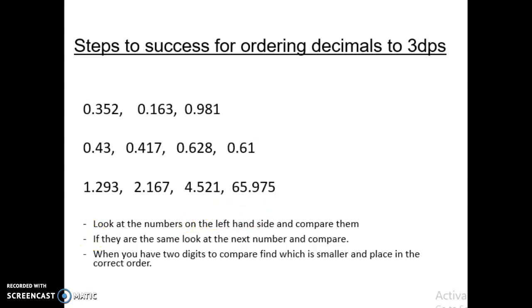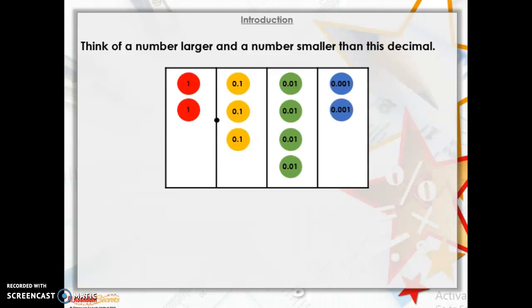Work out what number we've got here, and then I want you to think of a decimal number that is larger and a decimal number that is smaller than this number. If you pause the video and write down two numbers, a smaller one and a larger one, please.